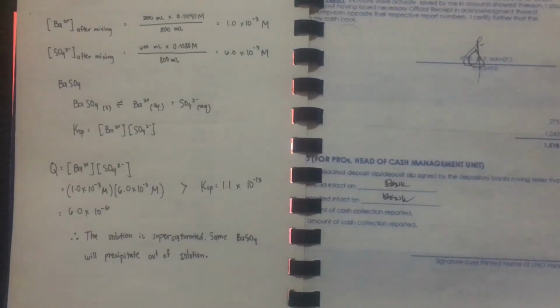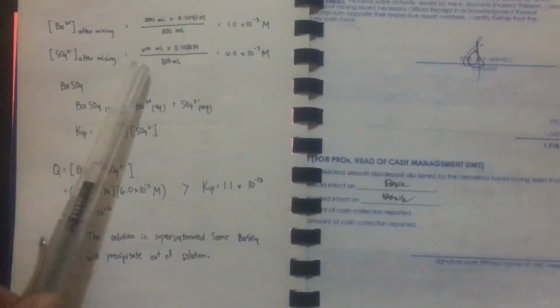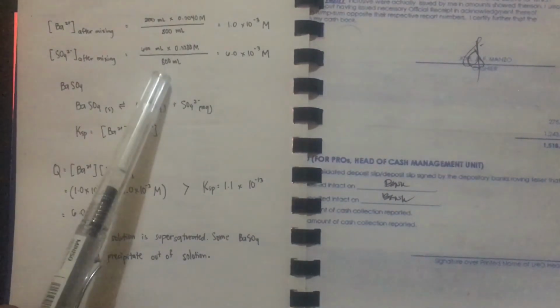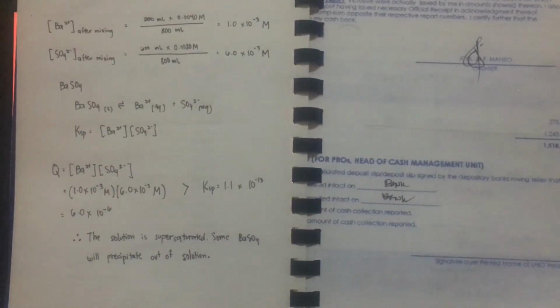And then for the sulfate ion concentration after mixing, we have 600 ml, the initial volume of potassium sulfate, times the initial concentration, which is 0.0080 molar, divided by the total volume after dilution, 800 ml. That is equal to 6.0 times 10 to the negative 3 molar.